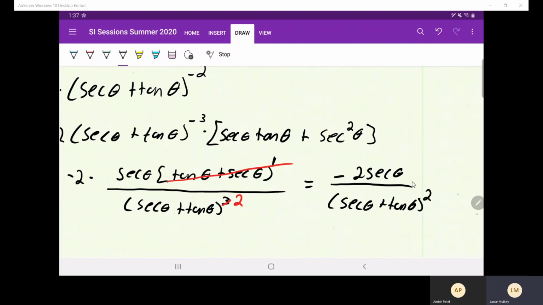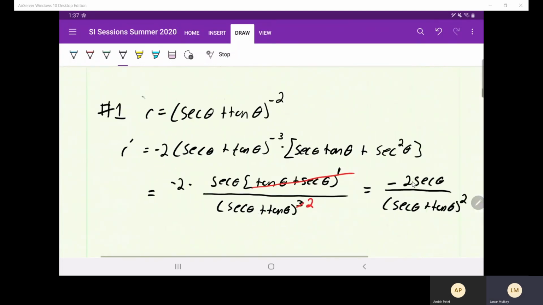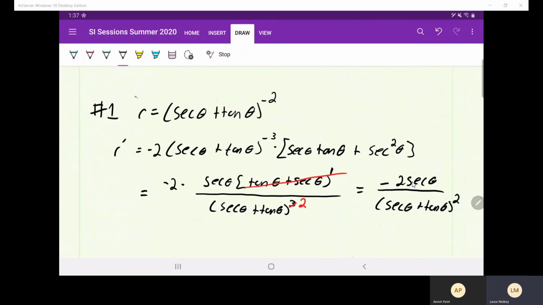You got any questions on how I did this one and how I combined it? There's a common factor. I pulled it out, and then for the negative exponent, I took that to the bottom so I could easily cancel things out if they were the same.